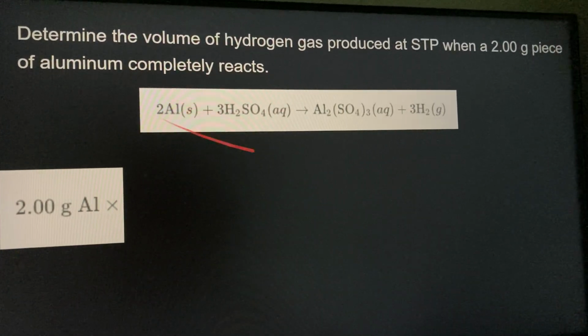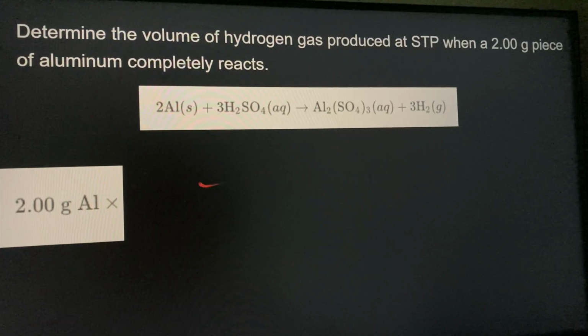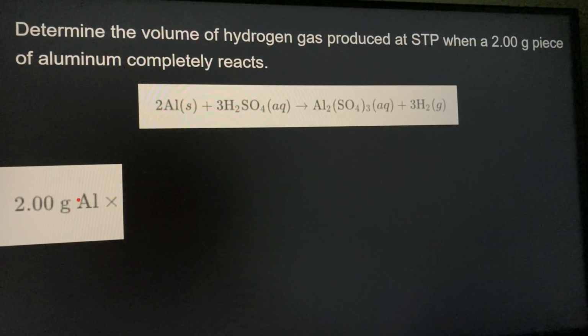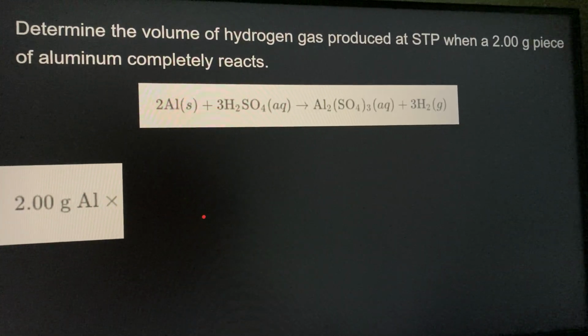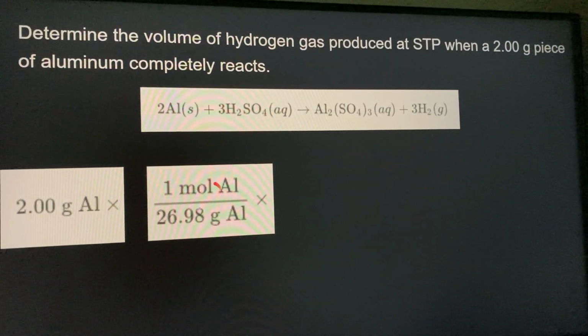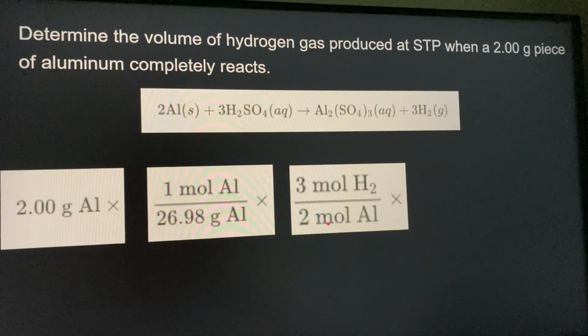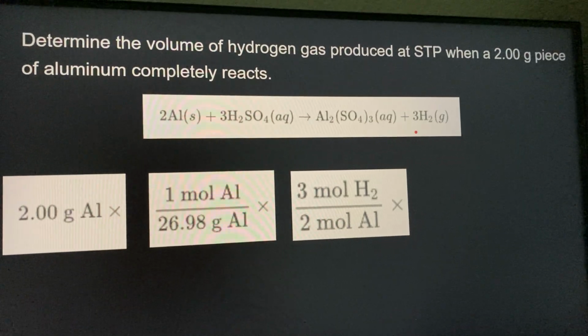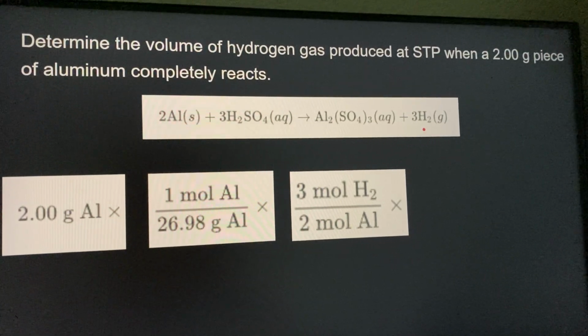As you can see, it's a 2 mole to 3 mole ratio. However, since we're given grams, we divide by molar mass. That's going to give us how many moles we have in the equation. Then we multiply by 3 over 2, and it's going to give us how many moles of H2 we have.